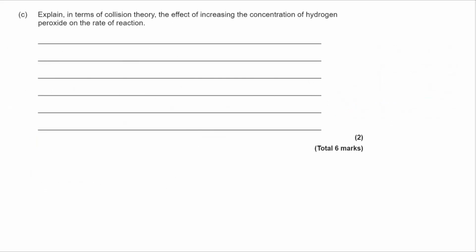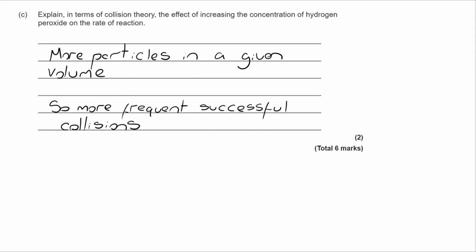And finally, part C. Explain in terms of collision theory the effect of increasing concentration of hydrogen peroxide on the rate of reaction. So it's a specific one about hydrogen peroxide, but actually a very generic question. There are more particles in a given volume, and so there are more frequent successful collisions.